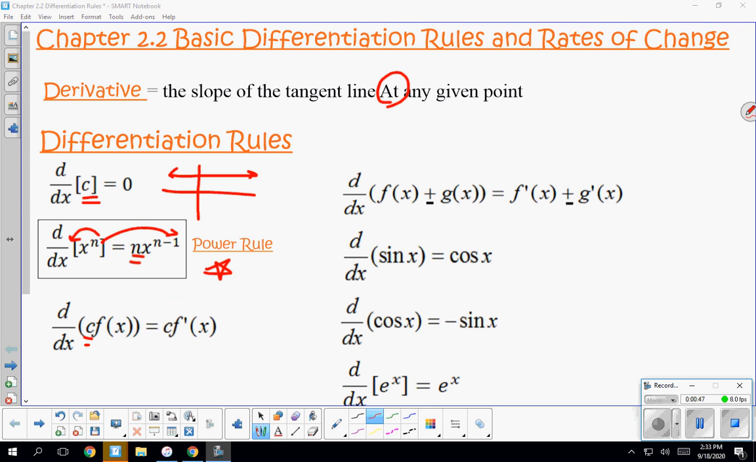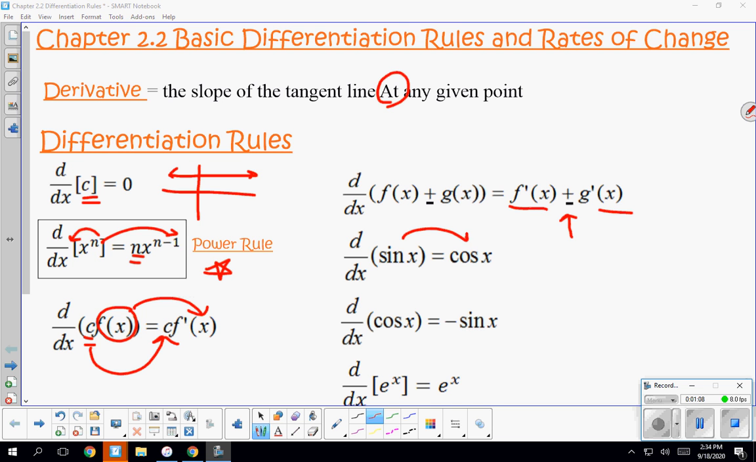If we have a coefficient that does not have an x in it, it's not a function, it's a number, it just hangs out, and then we take the derivative of the function. If we have a sum or a difference, we take the derivative of each piece and we carry down the addition or subtraction. This does not work for multiplication and division.